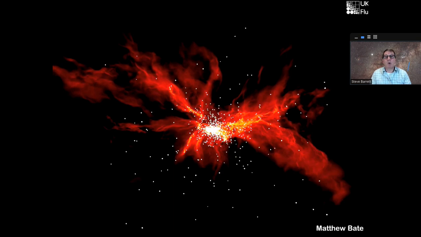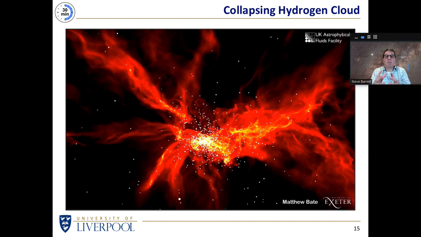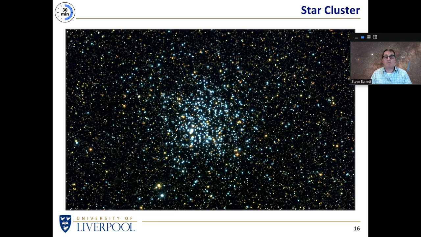So if we ask the question, this sort of simulation produces what we see as this collection of white dots, does that look anything like the star clusters that we see in the Milky Way galaxy, for instance? Well, if we compare that simulation with an actual photograph of a star cluster, I think you'll agree that yes, it seems to give us most of the right sort of elements of what we expect in a star cluster.